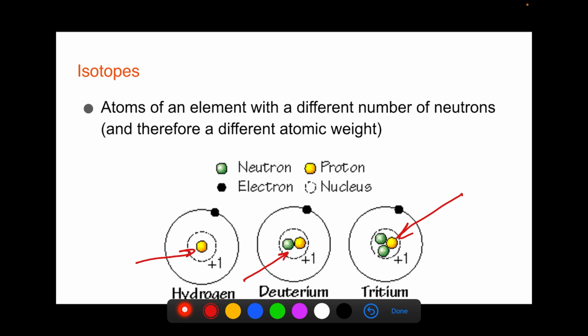Notice that in each case, there's 1 proton. Therefore, the atom is hydrogen in each case. However, its mass will be different because it has a different number of neutrons.